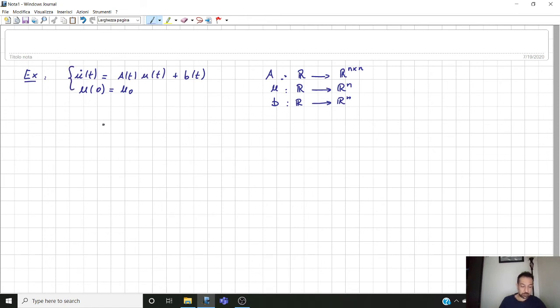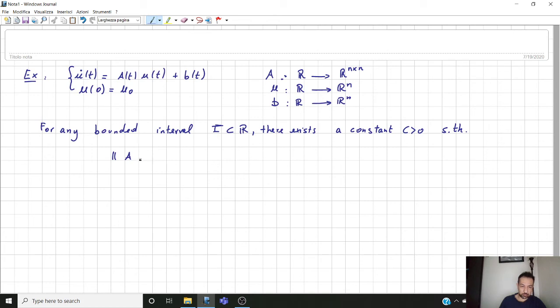Okay. Now, we can show that for any bounded interval I containing R, there exists a constant C greater than 0, such that the norm of A, so we can consider here also the two norm, the norm of A multiplied by u is less than or equal to this constant C times the norm of u.